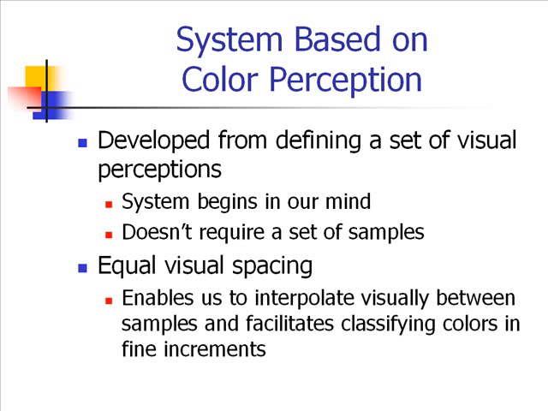One thing scientists that work on these systems always like to have is a concept called equal visual spacing. This enables us to interpolate visually between samples and facilitates classifying colors in fine increments. Everybody know what interpolation means? Two numbers or two things, and you want to get something in between.